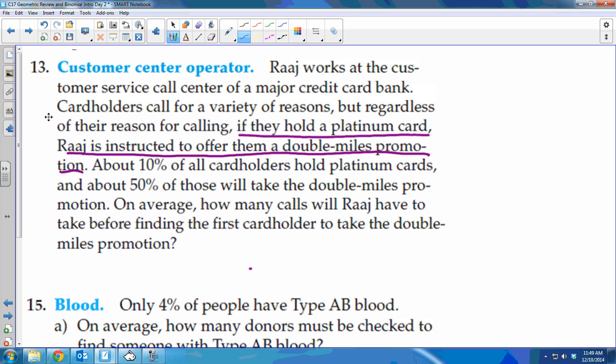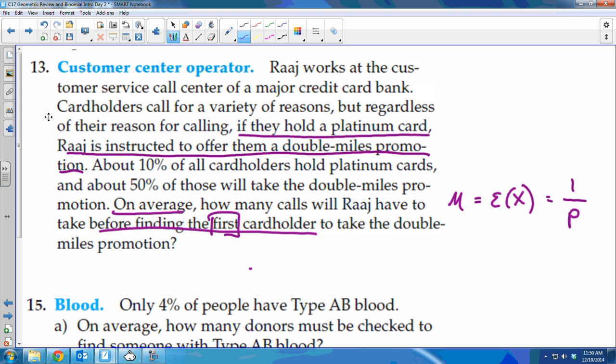On average, how many calls will Raj have to take before finding the first cardholder to take the double miles promotion? How do I know this is a geometric model that I'm using? Yeah, it says before finding the first cardholder. That is indicating we're using the geometric model. If it says on average, then what am I finding? The mean, which is also known as the expected value. And how do you find that for the geometric model? 1 over P. Now in this case, our probability of success, P, would be the people that take the double miles promotion.